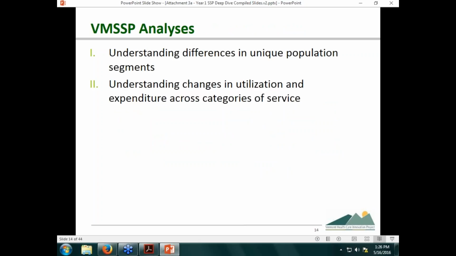So once the Lewin Group was able to provide us with that information, we spent the last several months doing some analyses in addition for the purpose of trying to understand some of the things that went into those results. In particular, we broke our analyses down into 2 areas. The first was to understand differences in unique population segments within the overall population that's eligible for attribution. And we also wanted to take a look at some changes in utilization and expenditure across different categories of service and different groups that were eligible for attribution as well.